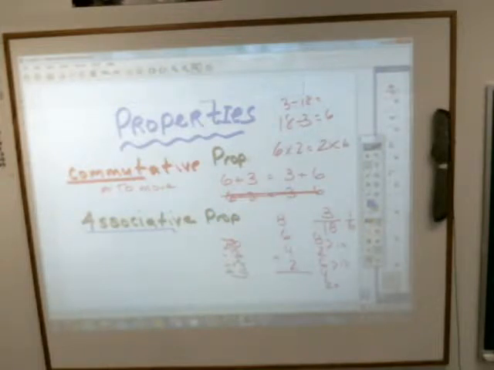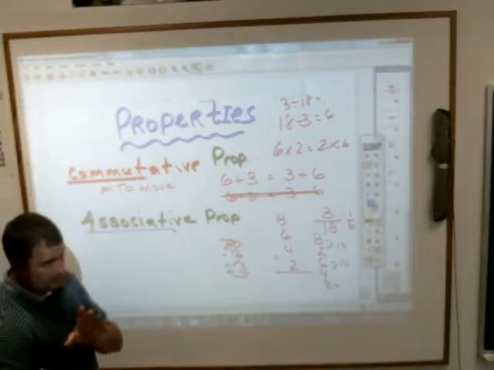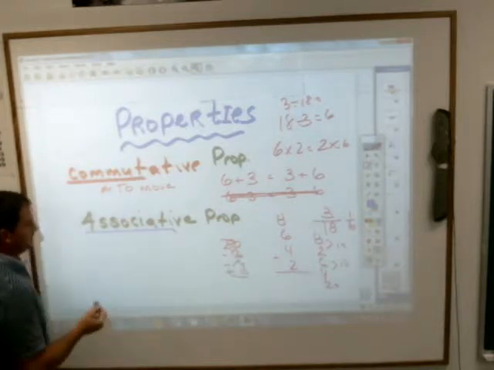You know, if I ask you who you associate with, Kyle, it's who you hang around with. Who do you hang around with? Who do you gather with? And this is an example of the associative property.